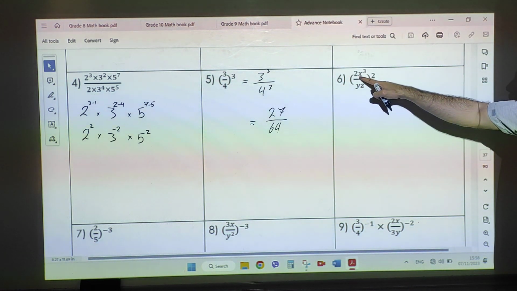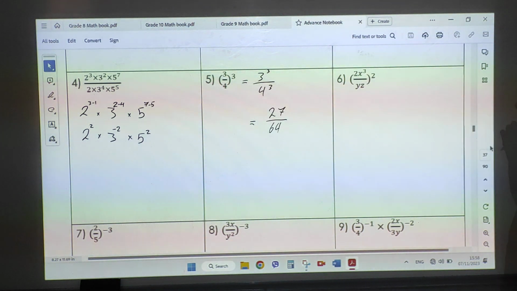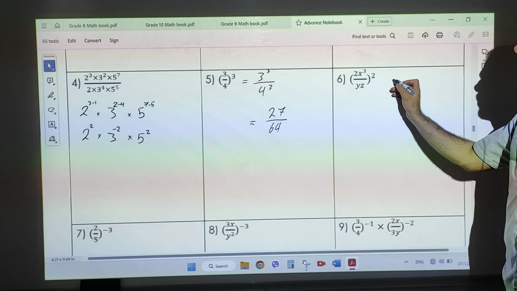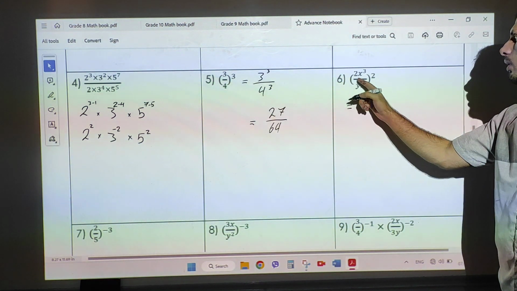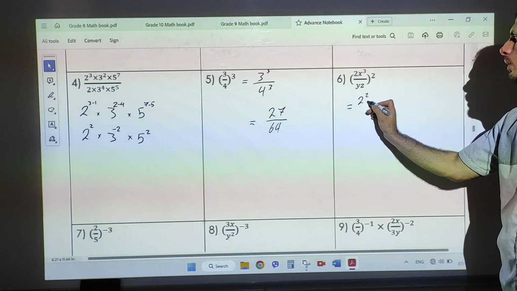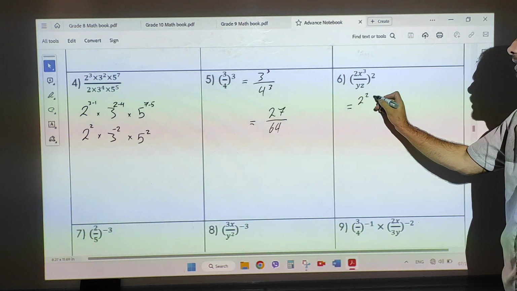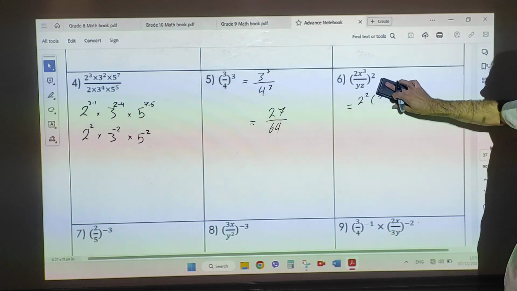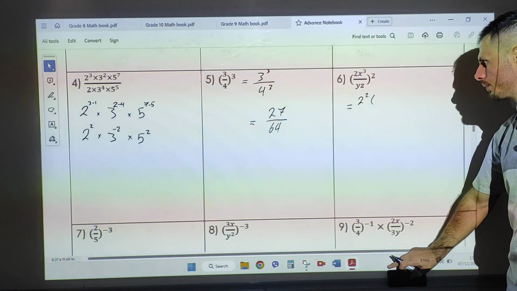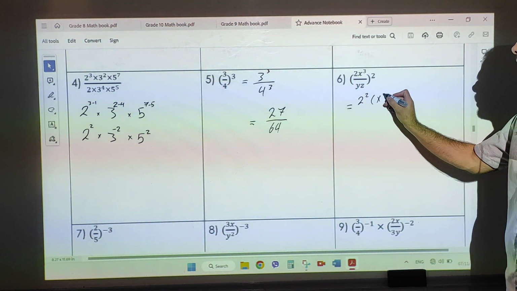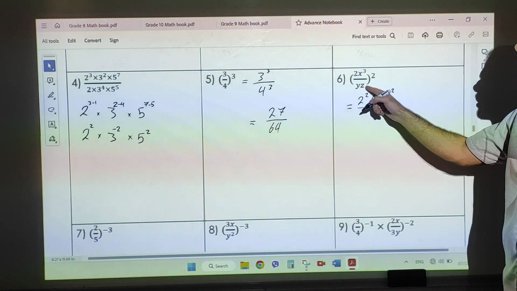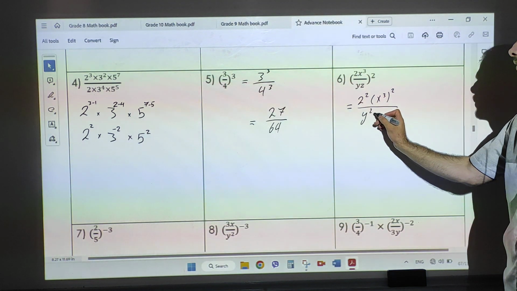This one, 2x power 3 over yz, all power 2. In this question, because we have the bracket power 2, this power is for all of them. We say 2 power 2, x power 3 power 2. For all elements that you have, you must give that power 2, over y power 2, z power 2.